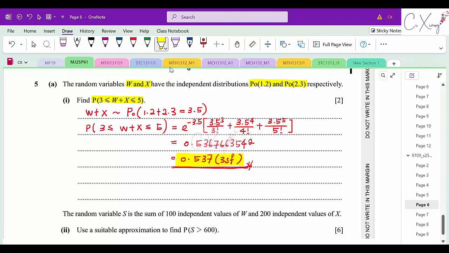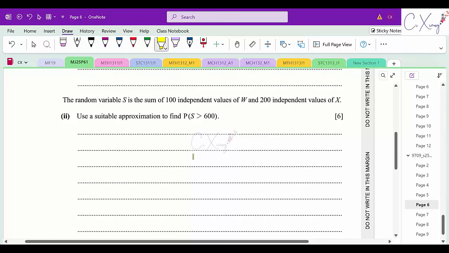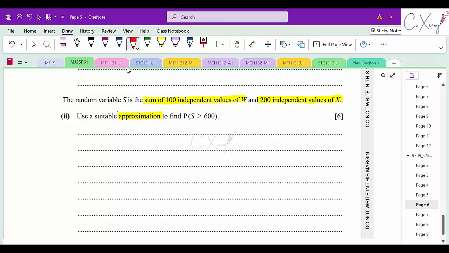Right, yeah, so this is A1. Then let's continue to A2. We have a random variable S, which is the sum of 100 independent values of W and 200 independent values of X. Use a suitable approximation to find P(S greater than 600).